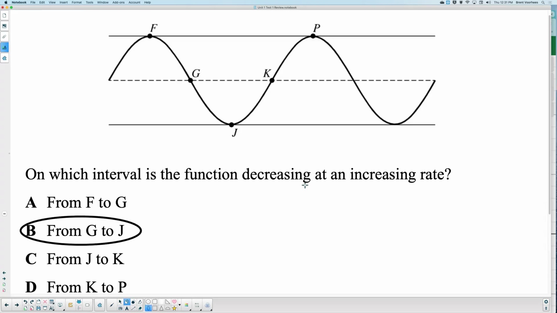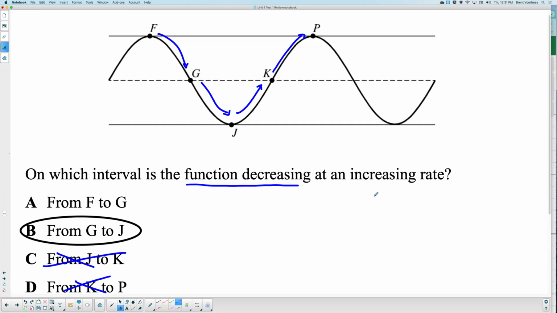Okay, just to fill out the notes here, for the function to be decreasing, what does that mean is happening to the graph? It has to be moving downward. So the first two are moving downward, but the last two intervals are increasing up. So these would be out based off that. Those are increasing, these are decreasing.